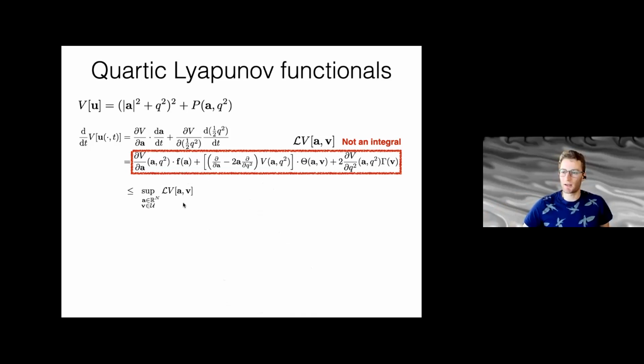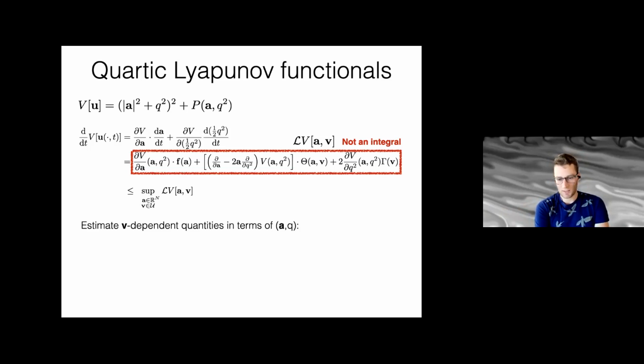However, this is intractable as written. But I'm going to try to express this right-hand side not in terms of the full tail V, but I'm trying to estimate it in terms of just the energy of the tail, right? So I want to estimate the V-dependent quantities in the boxed expression in terms of just the amplitudes of this finite number of modes that I'm including in my partial Galerkin expansion, as well as the energy of the tail.